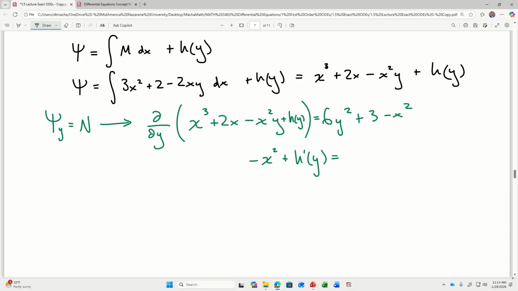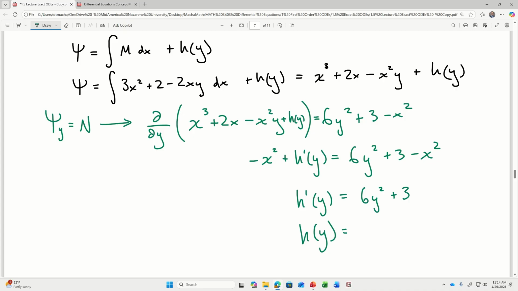On the right side, we still need this to be equal to 6y squared plus 3 minus x squared. That means h prime of y must be equal to 6y squared plus 3. And that means h of y is just going to be the antiderivative of h prime of y with respect to y. So what's h of y?